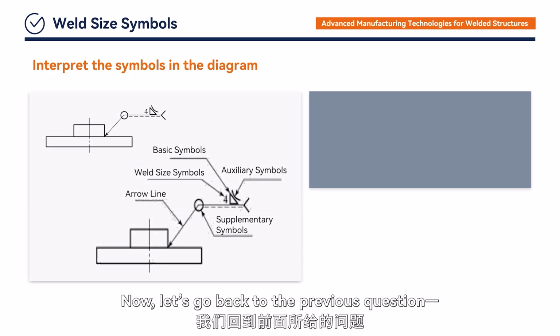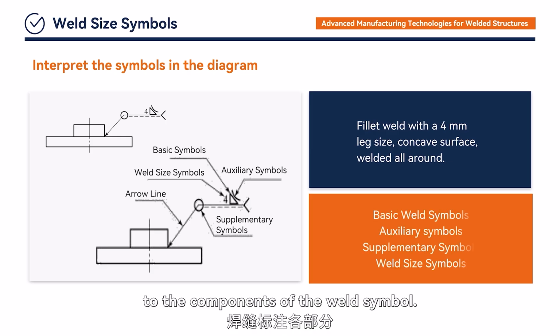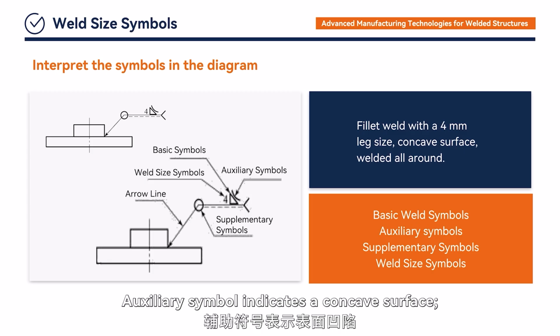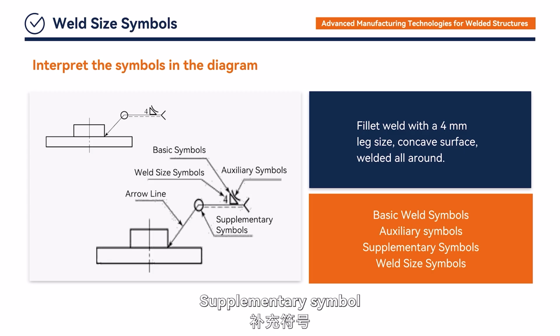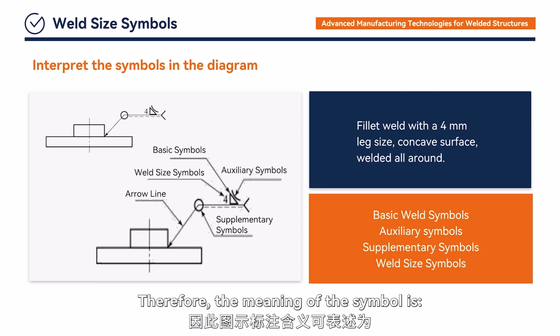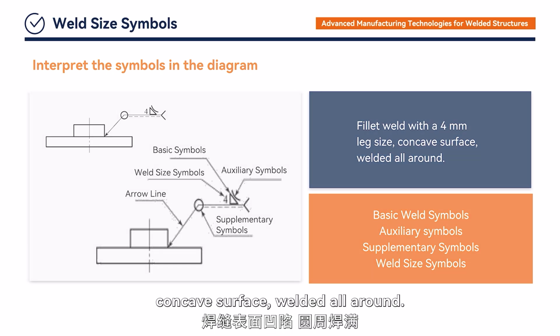Now, let's go back to the previous question. Interpret the symbols in the diagram and match them to the components of the weld symbol. Basic symbol indicates a fillet weld. Auxiliary symbol indicates a concave surface. Supplementary symbol indicates an all-around weld, welded completely around. Weld size 4 indicates a 4 mm leg size. Therefore, the meaning of the symbol is fillet weld with a 4 mm leg size, concave surface, welded all around.